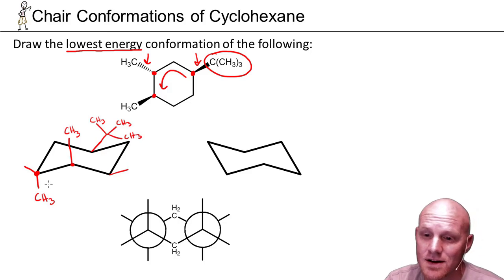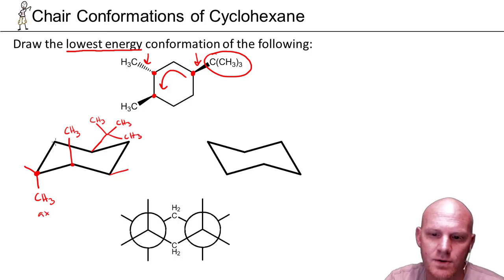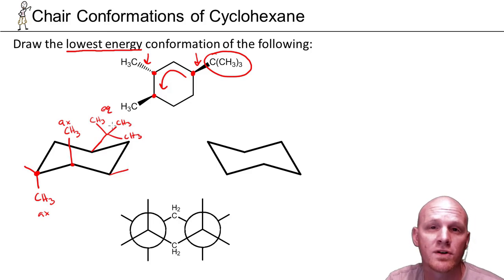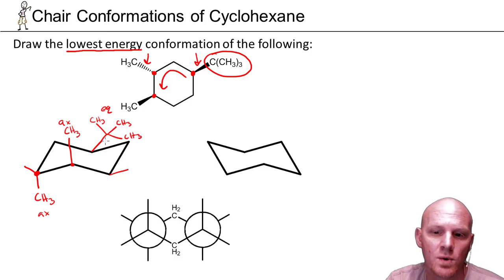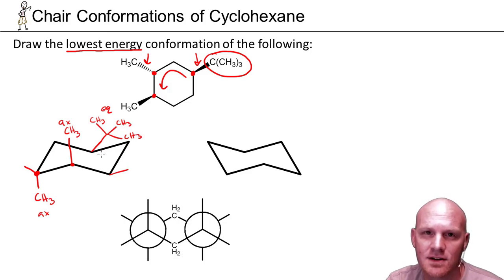In this case, it didn't work out as well as I would have liked, but you are stuck with what you're stuck with. We've got both methyl groups being axial and the T-butyl group being equatorial, but this will be more stable than the alternative. The alternative would have both methyl groups equatorial and the T-butyl group axial, but that T-butyl group is much bigger than anything else on this molecule, and we have to worry about it first and foremost. So this is our lowest energy conformation.